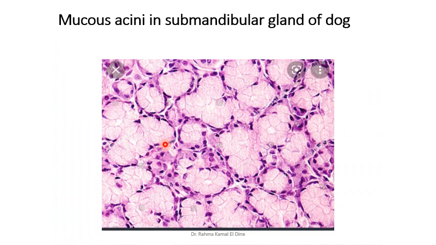The submandibular gland of dog is formed of mucus acini. As you see here, the mucus acini is large, lined with cuboidal cell with flat nuclei, with clear cell boundary, and the cytoplasm appears vacuolated because it secretes mucus.